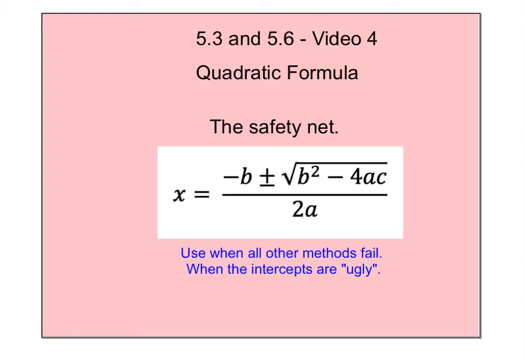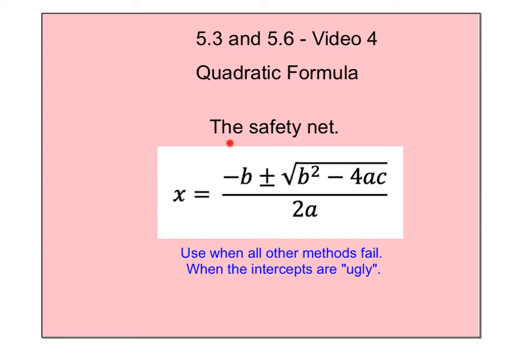This is the fourth and final video for sections 5.3 and 5.6. You are going to be learning about the quadratic formula. Basically, it is considered the safety net, to use when all other methods fail. It will help you solve a quadratic function and see where the x-intercepts are.